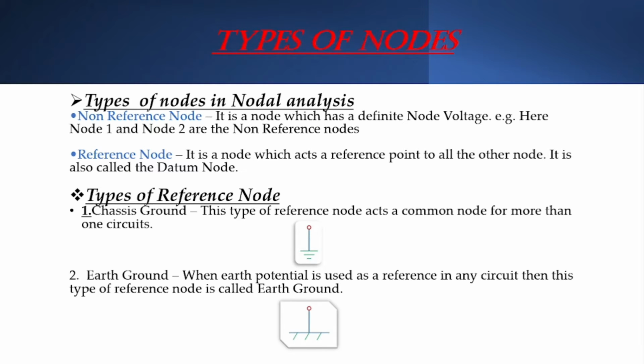Reference nodes. It is a node which acts as a reference point to all other nodes. It is also called the datum node. Types of reference nodes. One is ground, this type of reference node acts as a common node for more than one circuit. Another type is earth ground. When earth potential is taken as the reference in any circuit, then the type of reference node is called earth ground.